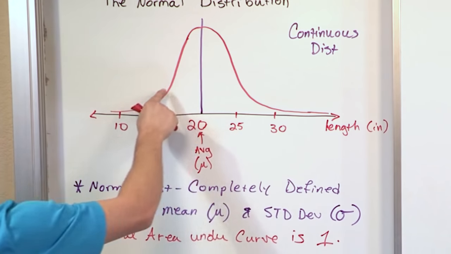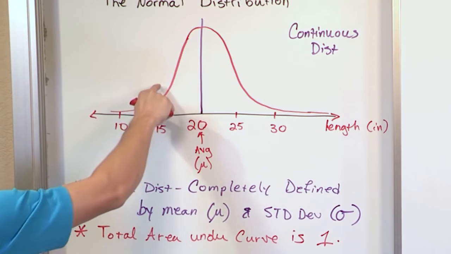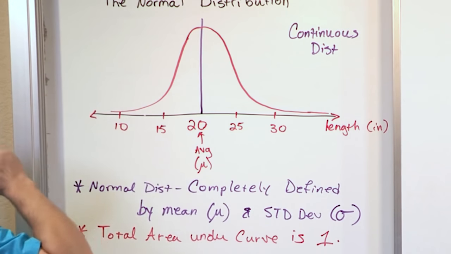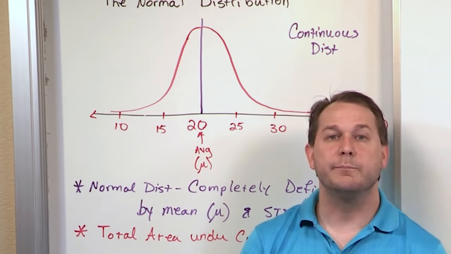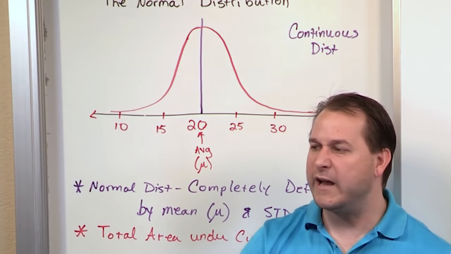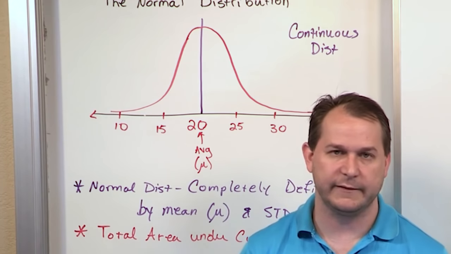Next thing I want to show you, this curve here, I mentioned it before, does not touch the x-axis. It goes asymptotically, which means it almost touches, but it never quite gets down to that axis. So that is a probability distribution, the most important one that you'll ever study, and the one that governs 90% of everything you'll do in statistics.